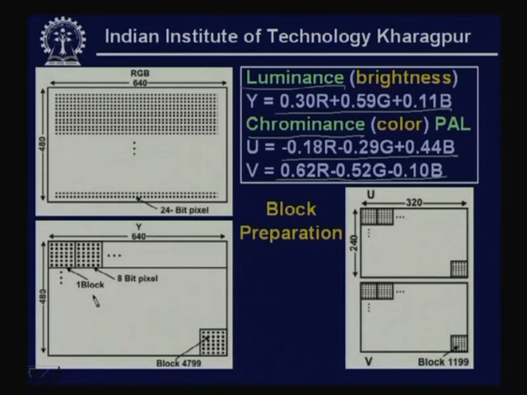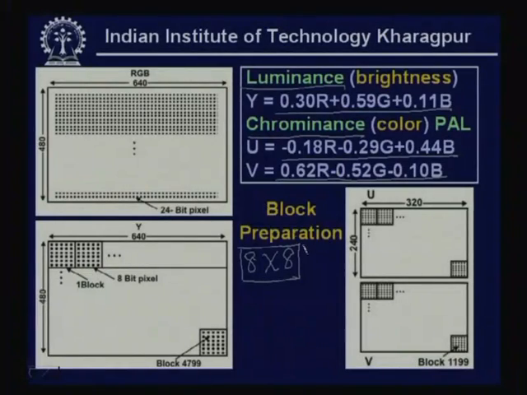Now, let us see how the block preparation is done. Each pixel is represented by YUV, and the image is divided into 8 by 8 pixel blocks. Each block is processed separately so that the computation required for compression is minimized. That is the basic objective of this block preparation.